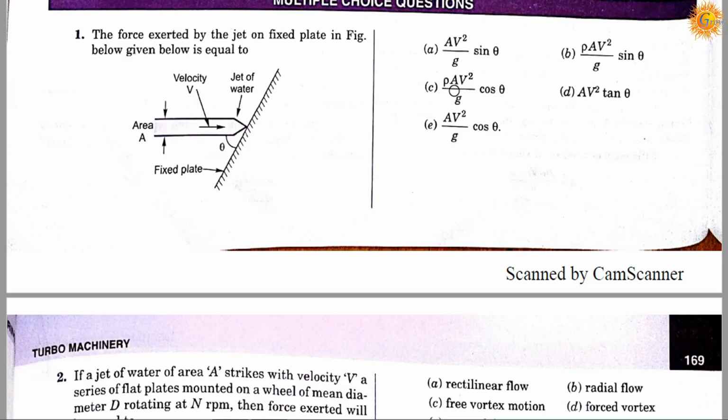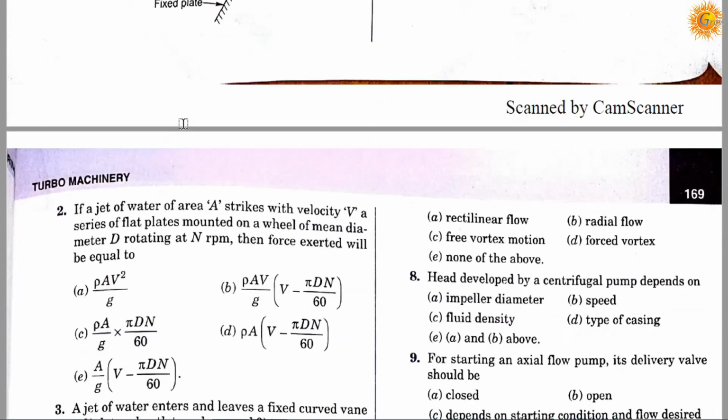Option C, rho AV square cos theta divided by g. Option D, AV square tan theta, and option E is AV square cos theta divided by g. So the correct answer is B. The force exerted by the jet on a fixed plate, according to this figure, will be rho AV square sin theta divided by g.